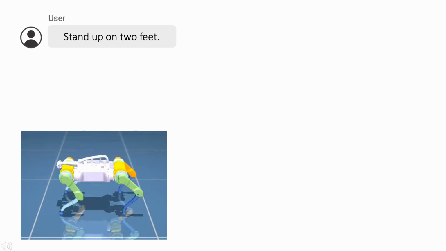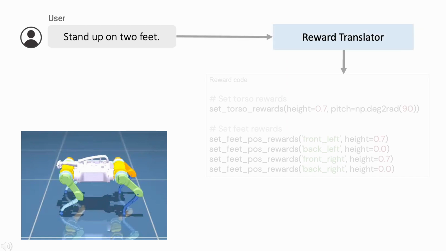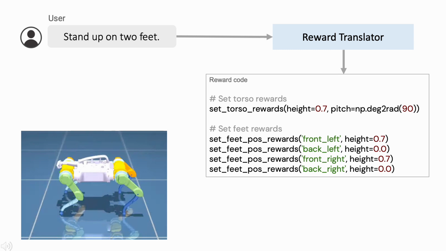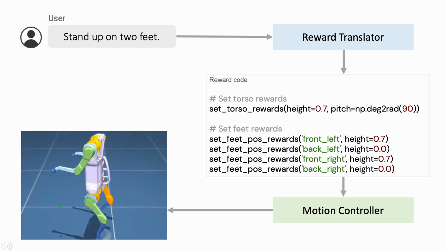In this work, we propose using reward functions to bridge between language models and low-level robot actions. Specifically, we design a reward translator that maps user instructions to reward functions using code. The reward is then optimized using a motion controller to obtain low-level robot actions.